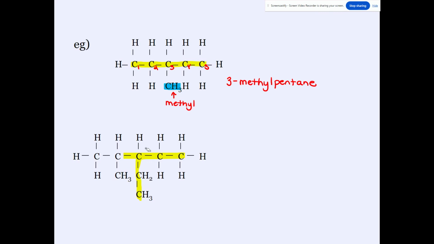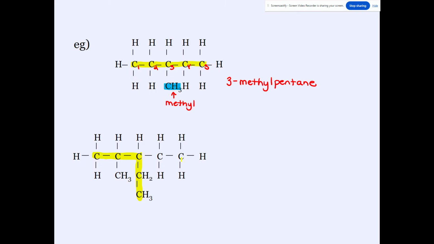Now here's the issue with this way. If I were to make this my parent, the problem is this would be a branch, and then that would be a branch off the branch. You can't have that. You can't have a branch coming off the branch. So picking your parent, I could make this my parent so that the branches don't have any branches on them.